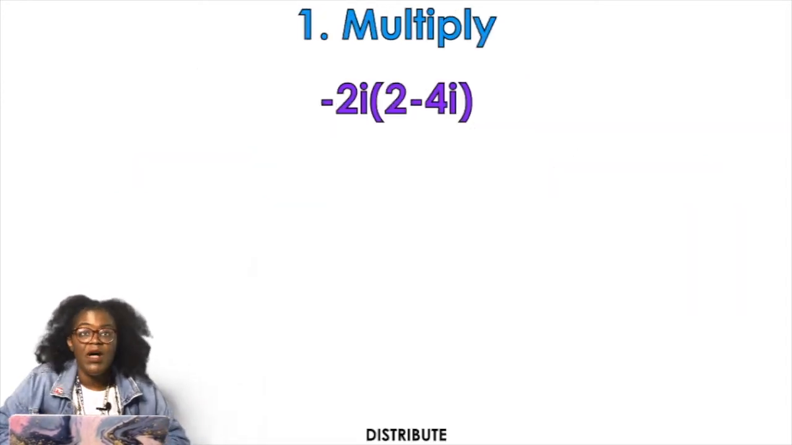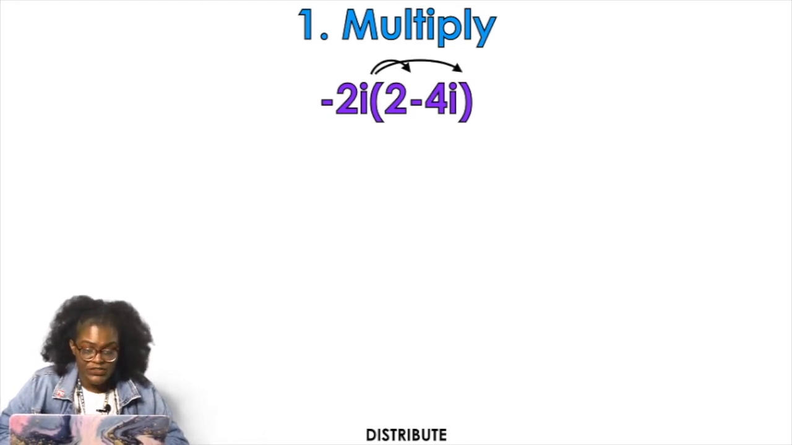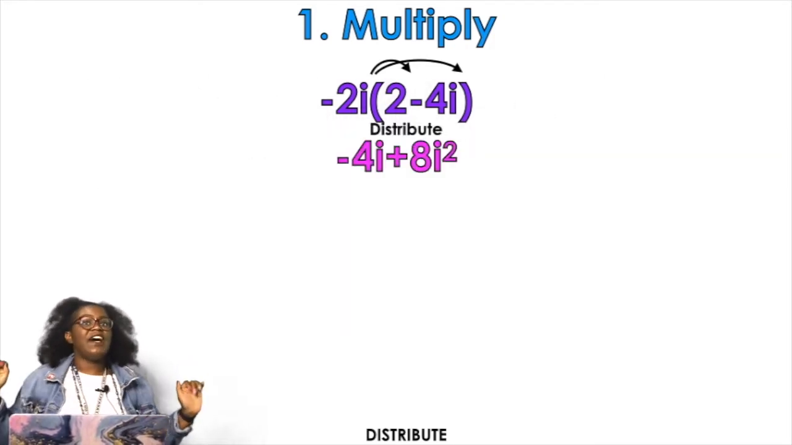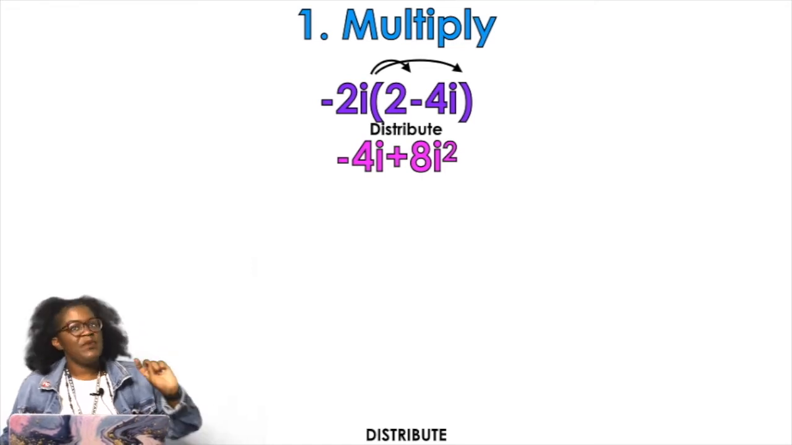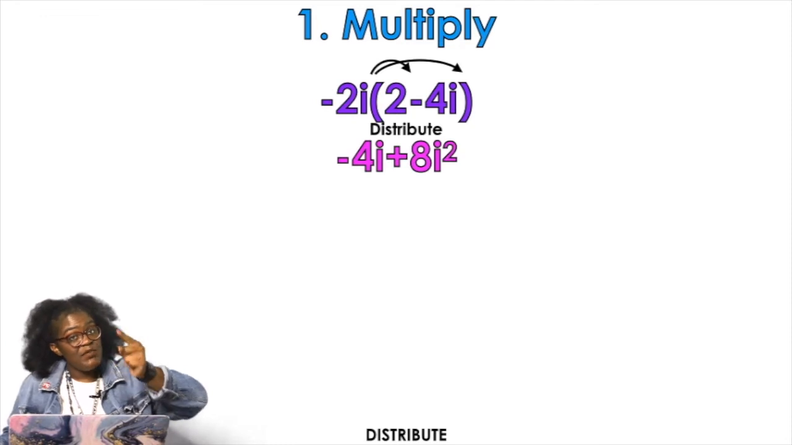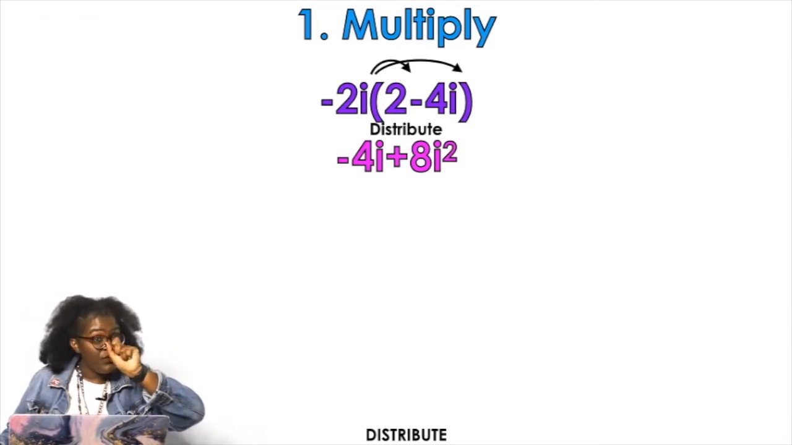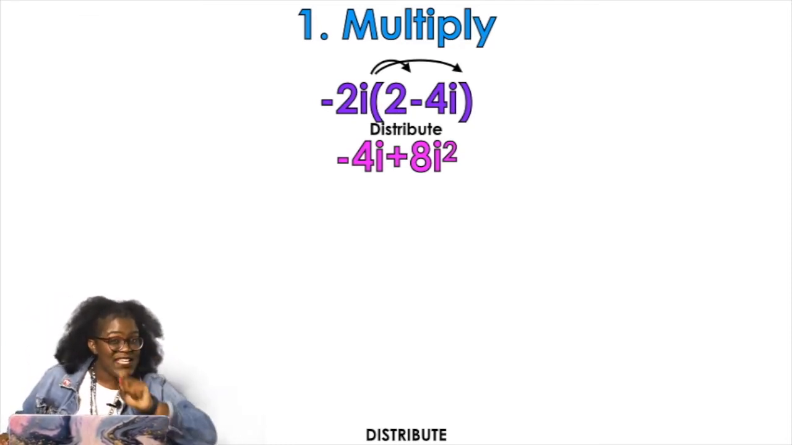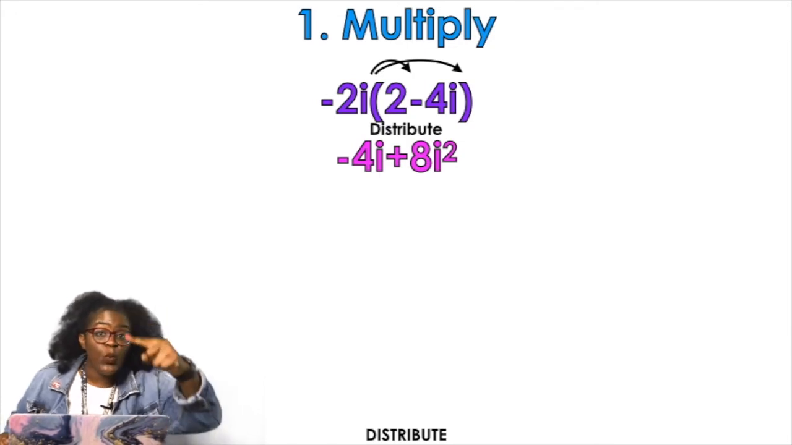Okay. Multiply. Obviously, we want to distribute, right? So 2 times negative 2i is going to give me negative 4i. And this is where we get a little funny, okay? Because then we have to do negative 2i times negative 4i. And that's going to give me a positive number. 2 times 4 is going to give me 8. And i times i is going to give me i squared.